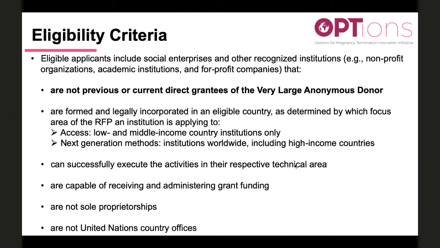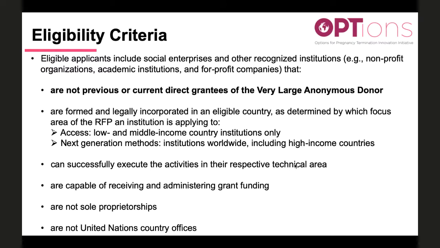Here, the next two slides, we'll get a bit more into the eligibility criteria. And this is all pulled directly from the request for proposals, so you may be familiar with this already. But essentially, we are able to fund any recognized institution. So that could be a nonprofit, an academic institution, a for-profit, any legally incorporated institution that is not an individual person. So a legally incorporated entity.